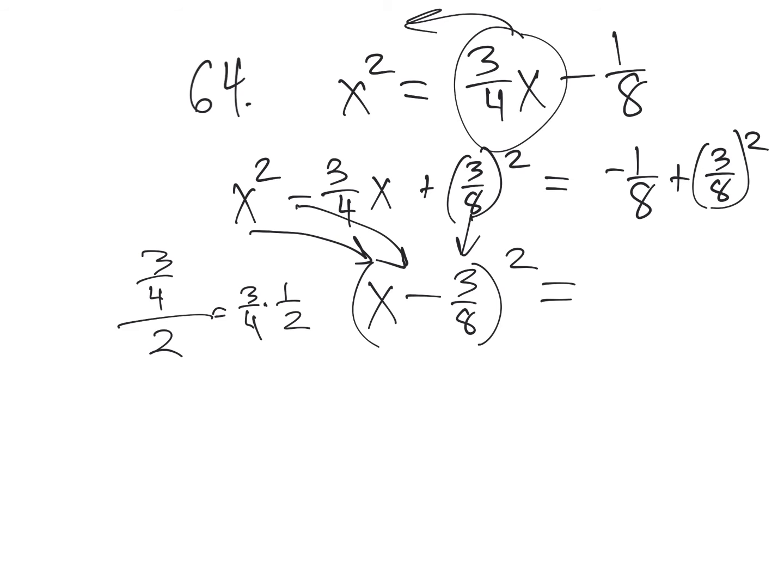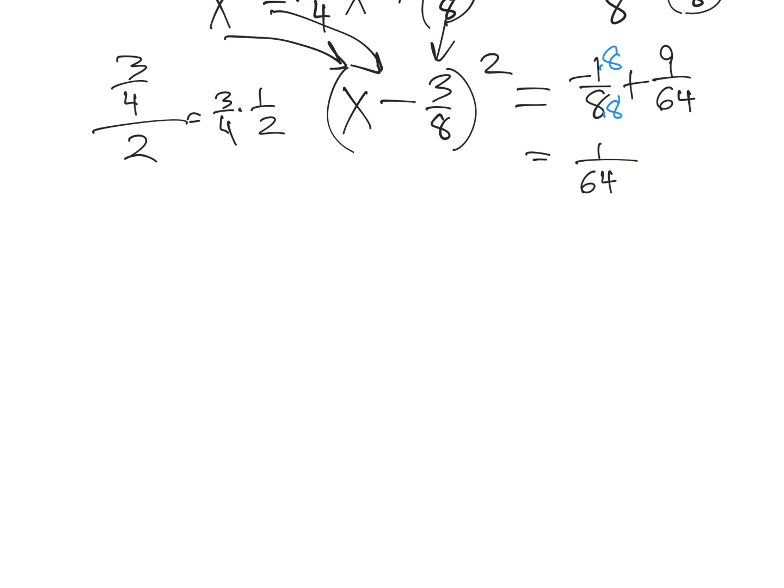Now the question is, what's on the right side? Negative 1/8 plus 9/64. So we got to multiply by 8. So that's negative 8 plus 9. It's positive 1/64. So that's going to be the right side. So we'll go ahead and solve it just to finish it. But let's stop for a second, make sure you're caught up and understand what we're doing. I'll pause this.